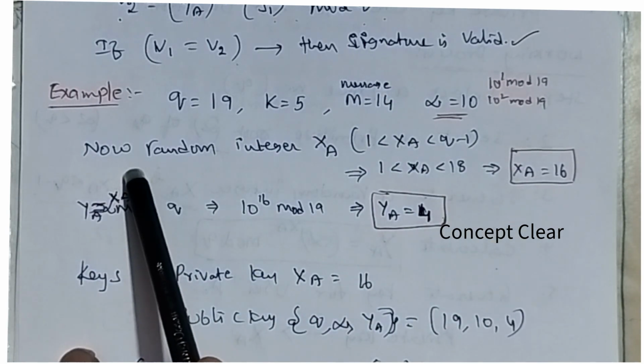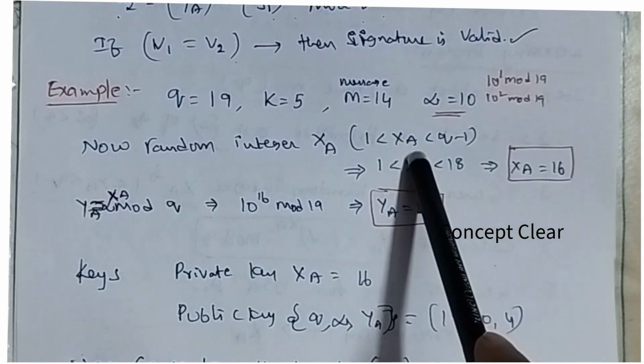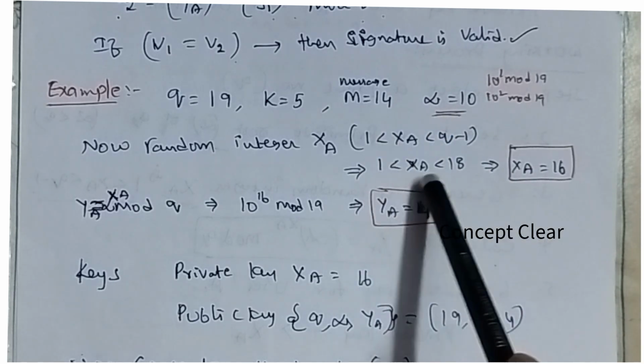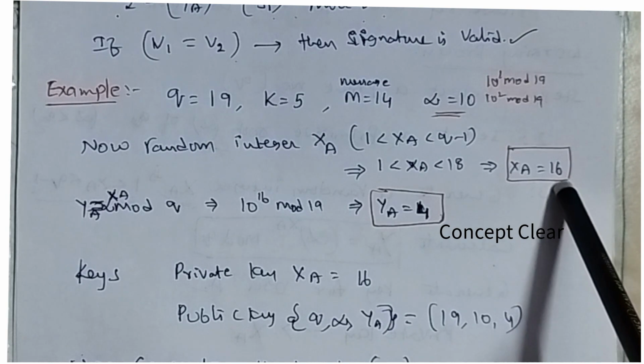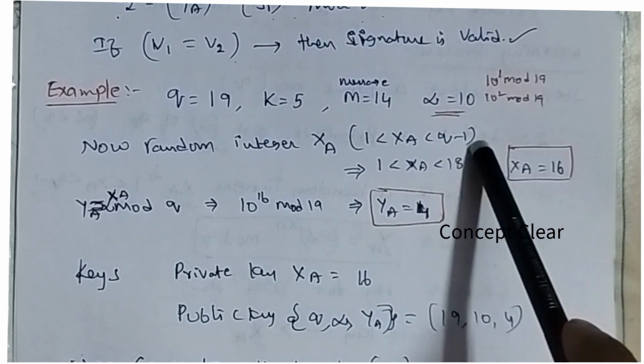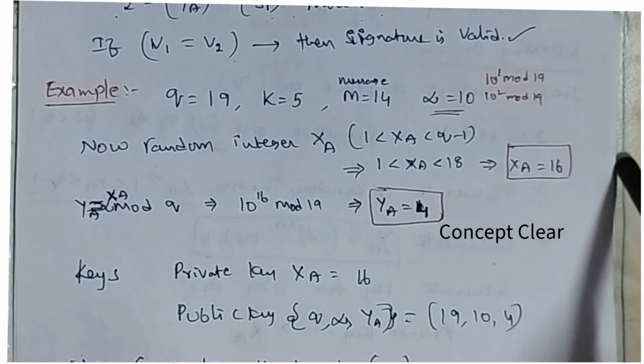Okay, now what is the next step? We have to calculate a random integer xa. What is the formula? 1 less than xa less than q minus 1. According to this, I am taking xa as 16. 16 means 1 less than xa less than q minus 1, which is 18. So if you are implementing this, xa equals 16.